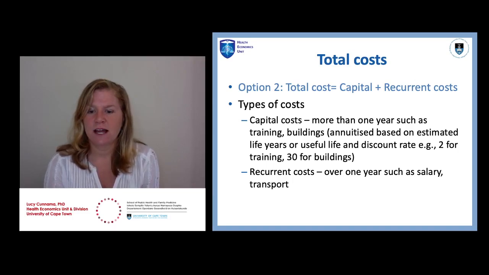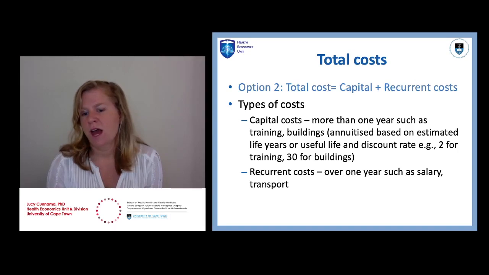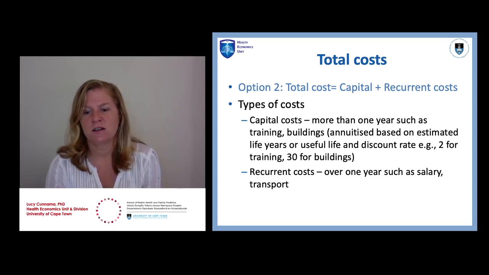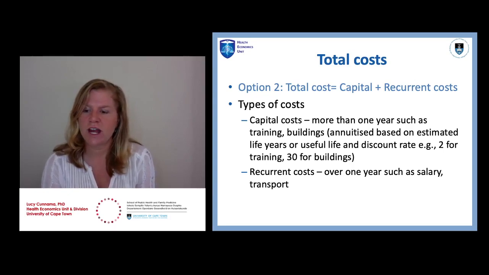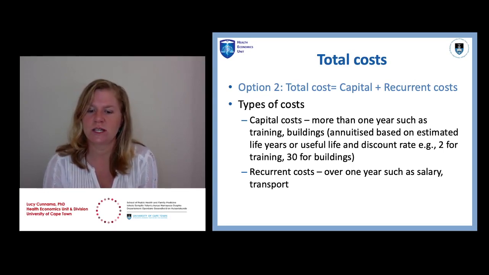We can calculate the capital cost, and this is something that lasts for more than 1 year, such as a building, which might last for, say, 30 years. Or it may be professional training, the effects of which might last for 2 years.